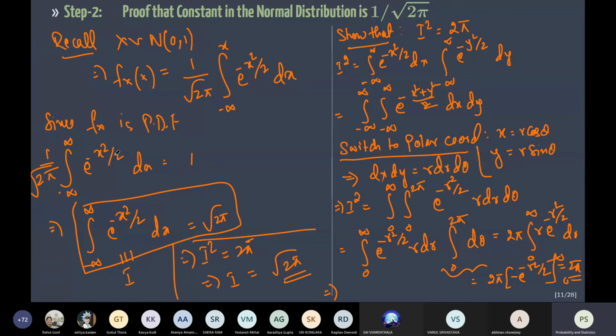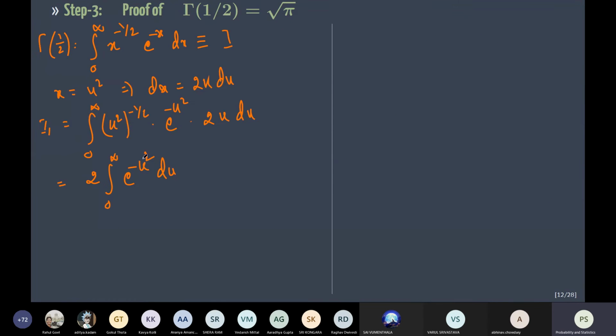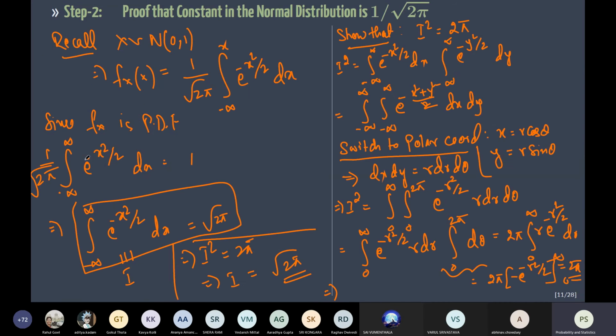So this is like x square by 2, and what we want here is just x square. So what is the way that we can put this in this form? You can already see what to do here. I can do a substitution such that it goes to this form.